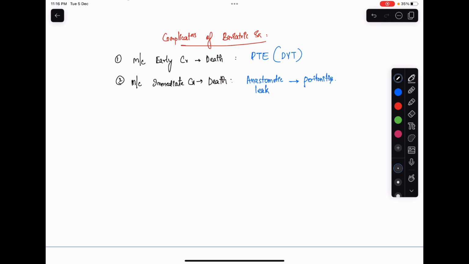Coming to complications of bariatric surgery. The most common early complication causing death in these patients after surgery is pulmonary thromboembolism, which occurs due to DVT. Early complications means occurring within 30 days. And the most common immediate complication which causes death is anastomotic leak, which causes peritonitis.